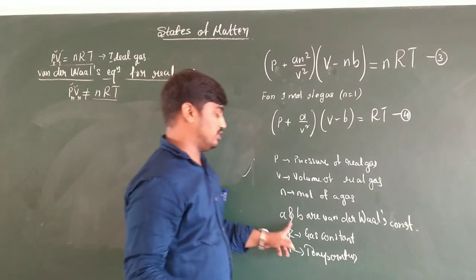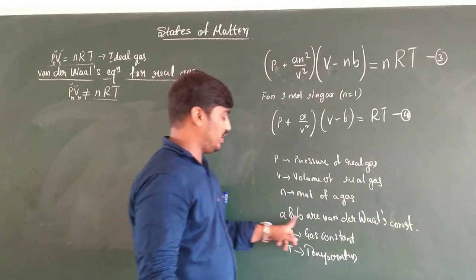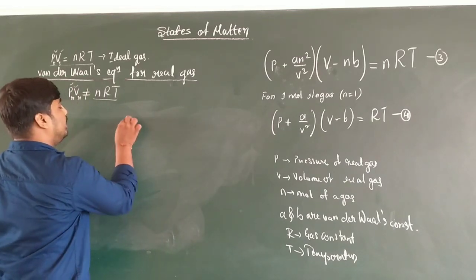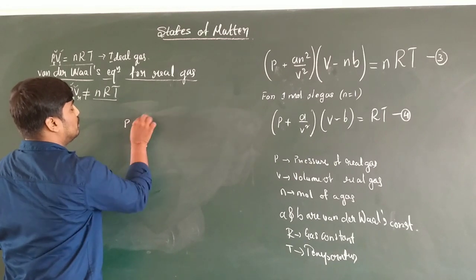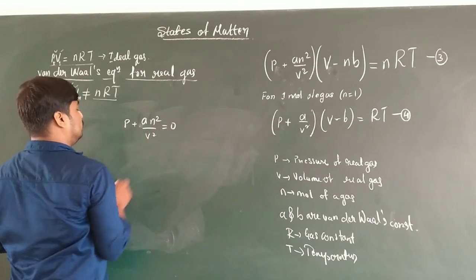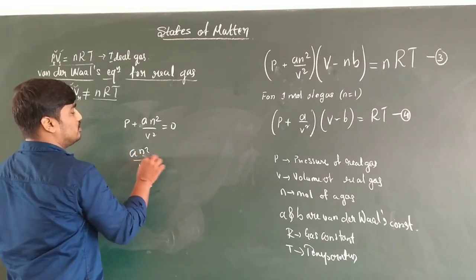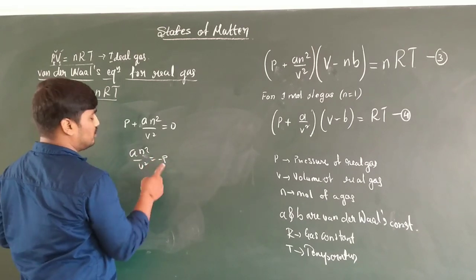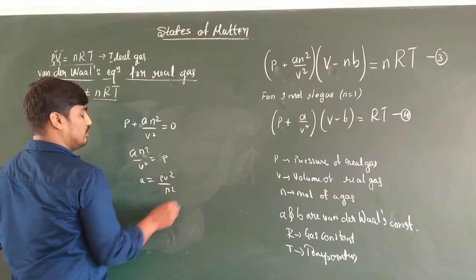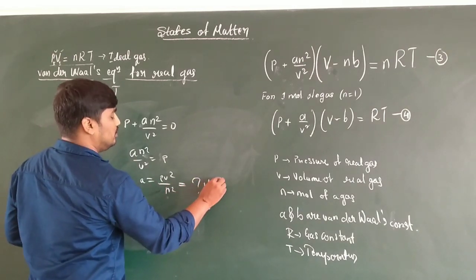What is the unit of the van der Waals constants? I am leaving it to you. Please work on it and give the units for a and b. I will give a hint on how to derive the unit for a. For a, consider P plus an square by V square equal to 0. Here, a is equal to, or an square by V square is equal to, P. So a is equal to PV square by n square. Give the units for pressure, volume and mole, and work out the unit.